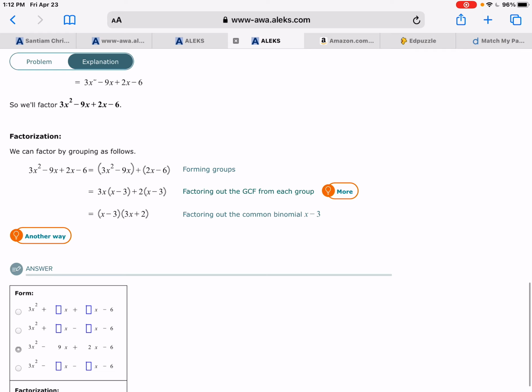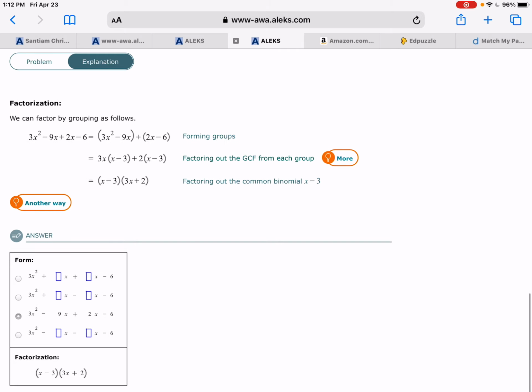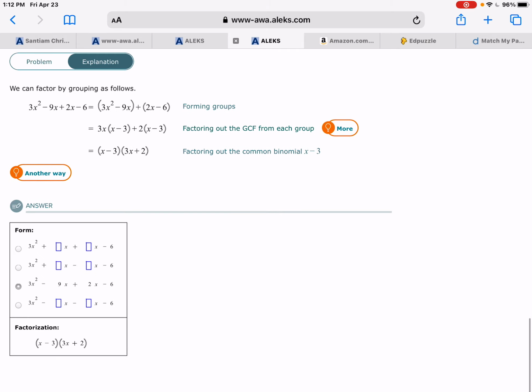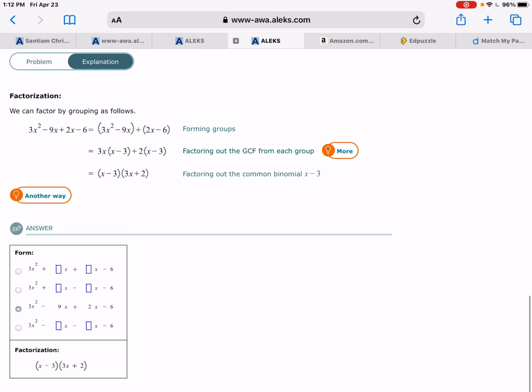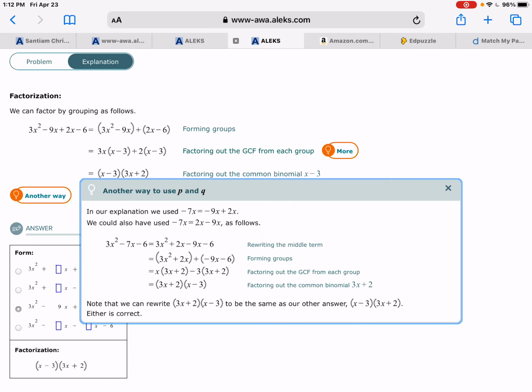They write in the 3x squared minus 9x plus 2x minus 6, and it looks like if you clicked on another way, you might be able to see another. Will it show it to me? Oh, okay.